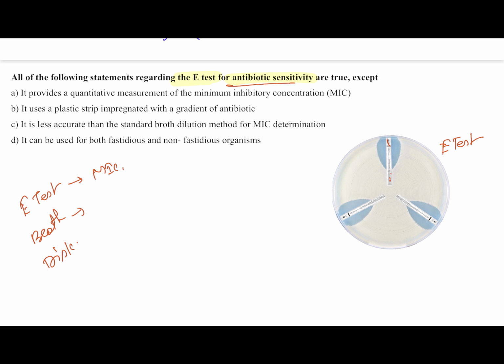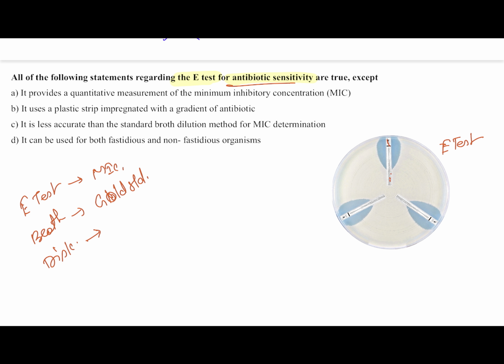Broth dilution means we are taking a sample and doing serial dilution of the broth, which will also give us the MIC. This is the gold standard for the precise MIC. But it is difficult to do because it is time consuming and labor intensive, so that's why it is not used much.